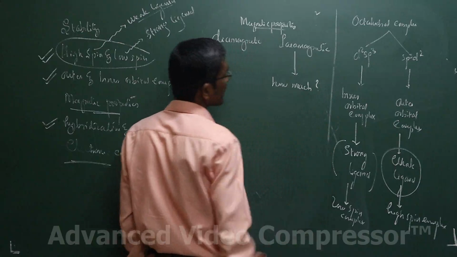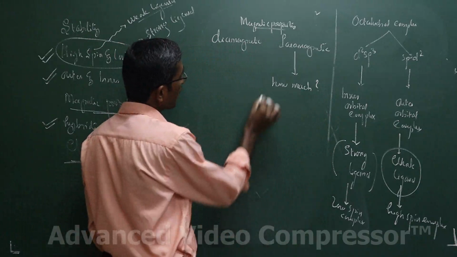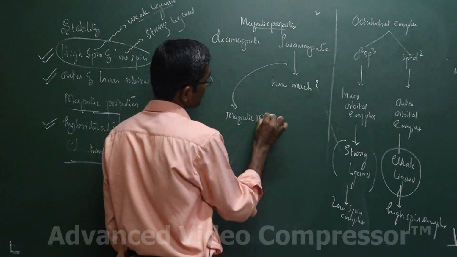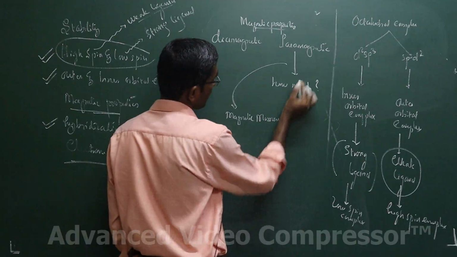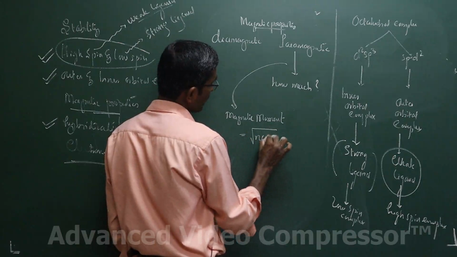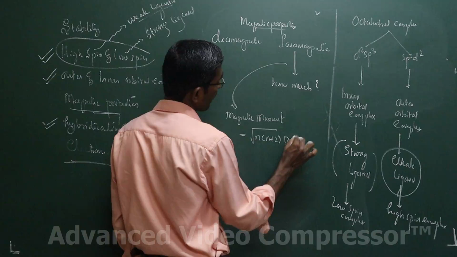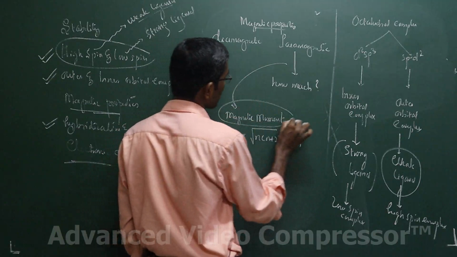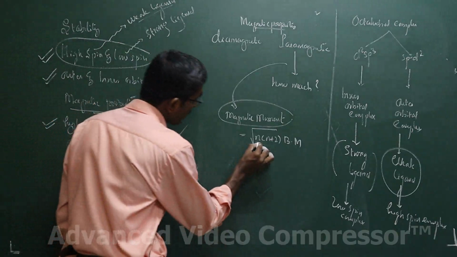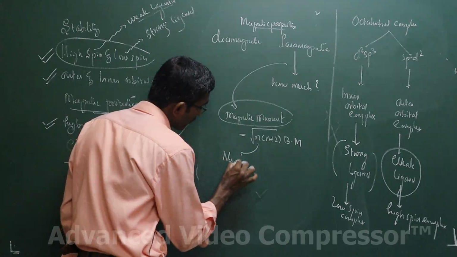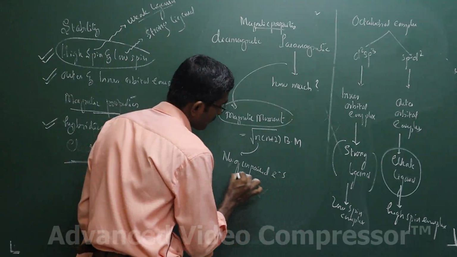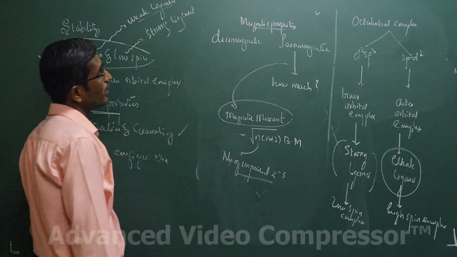That is how much paramagnetism it has, or the magnetic moment, what we say, will be given by square root of n into n plus 2 Bohr magneton. Sometimes they will ask, find the magnetic moment of the complex. Magnetic moment is equal to square root of n into n plus 2, where n is the number of unpaired electrons.